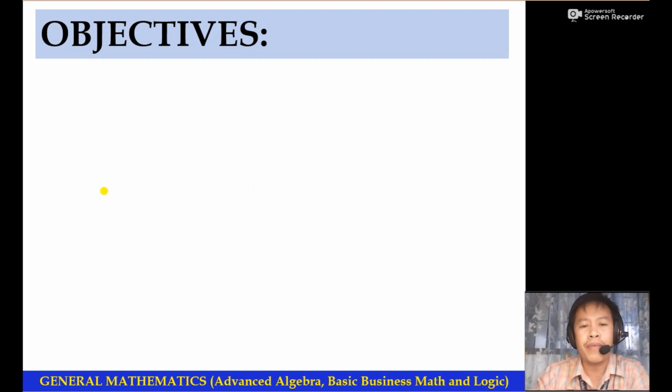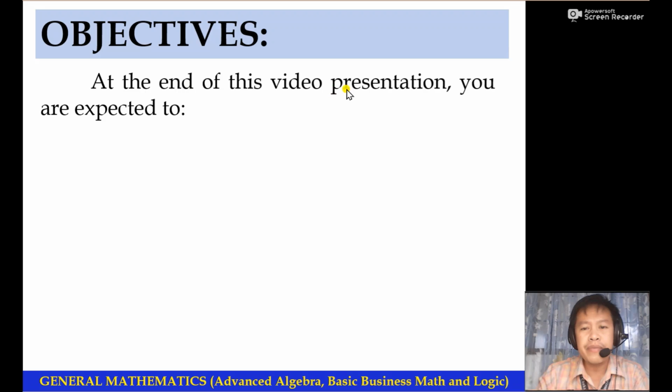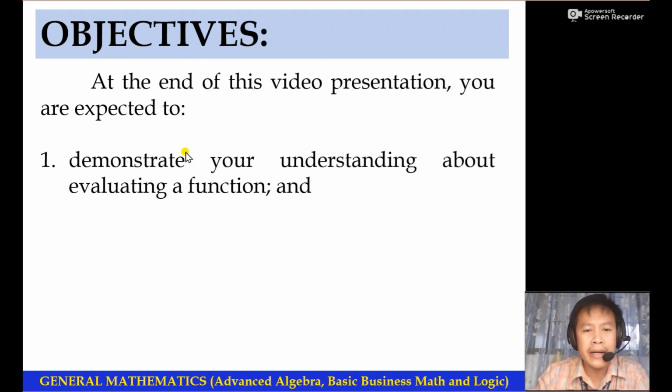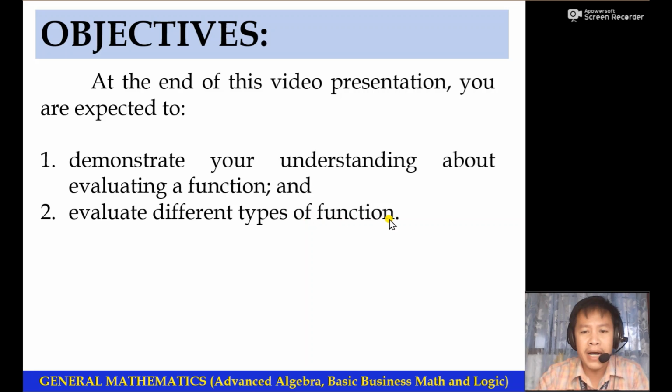And these are the objectives of our lesson for today. At the end of this video presentation, you are expected to, number 1, demonstrate your understanding about evaluating a function. Number 2, evaluate different types of functions. And what are these different types of functions? Of course, we have the constant function, the quadratic function, the cubic function, the quartic function. Quartic function is a function with degree 4. And we have the quintic function, a function with degree 5. We have also the absolute value function, the identity function, and another function that we are going to discuss, the greatest integer function, and we have also the piecewise function.